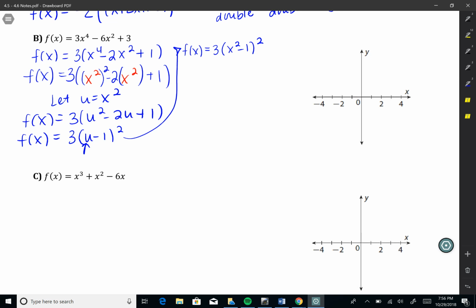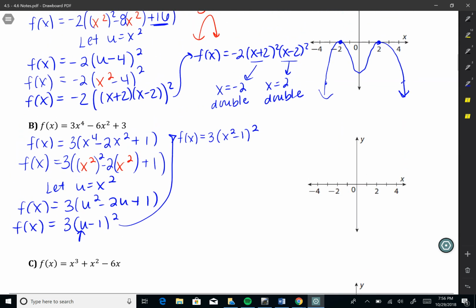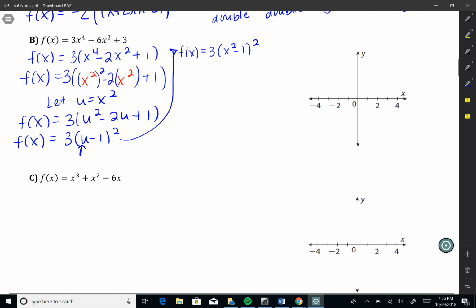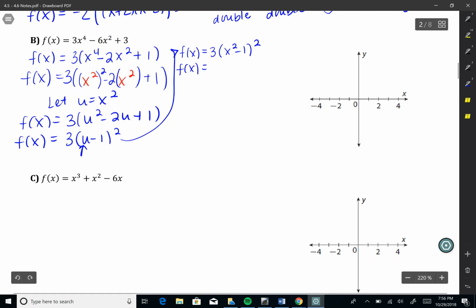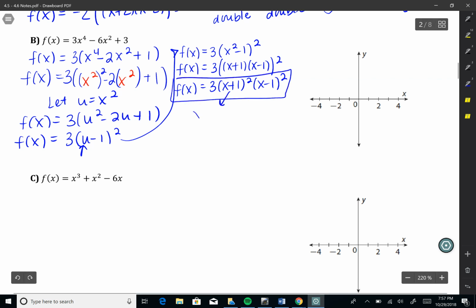Now this really is a lot like the previous one, and now I have another difference of squares. So just like I had up there, f of x equals 3 times, this would be x plus 1 times x minus 1, and that's squared. So both of those factors are actually squared. So 3 times x plus 1 quantity squared times x minus 1 quantity squared. So here's my function. My factors, I get the 0 values of x equals negative 1, which is double, and x equals positive 1, which is double. So negative 1, positive 1.